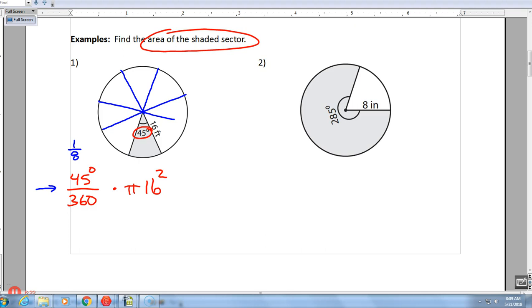You could use your calculator right now, or I'm going to do it a little different way. 45 out of 360 times 256 pi over 1. And I'm going to attempt to do some canceling. I can go any direction I want. I see that 5 goes into this number, and 5 goes into this number. That'd be 72. And then 9 goes into both of those, so that's my 1/8. And then I believe 8 goes into 256. 8 times 3 would be 24. Yeah, 32. 8 goes into there 32 times. So I'm thinking this is going to shake out to be 32 pi.